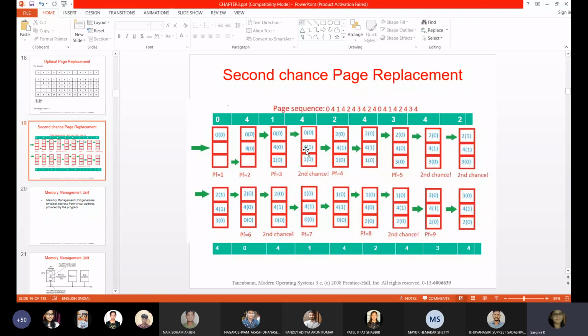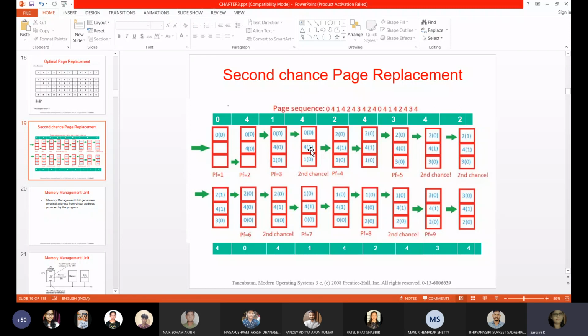Students, please listen. Recall that in previous algorithms, when a page hit happened, we did not make any change in the main memory. Everything was retained as it is. But here, the pointer will stay as it is and will not move one step ahead. But the page which was referred, its reference bit will go from zero to one. The reverse is not possible.